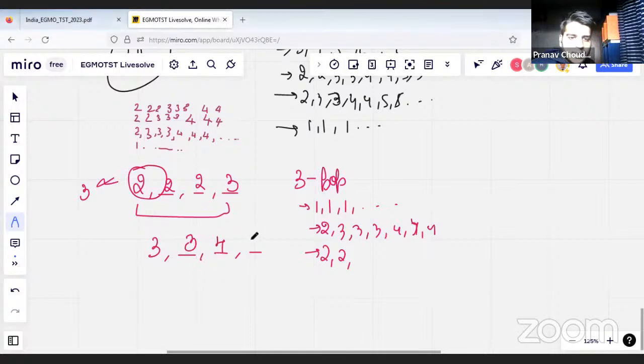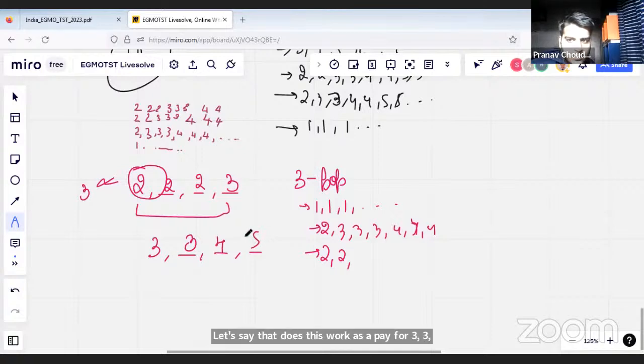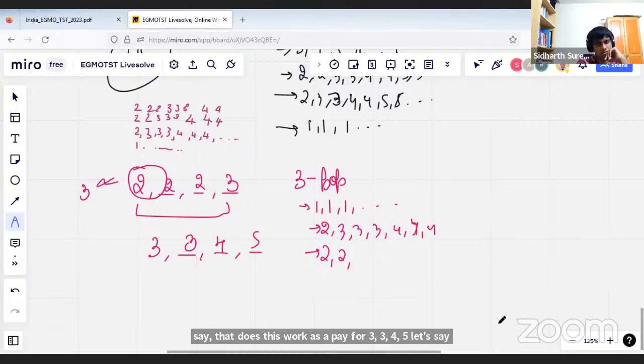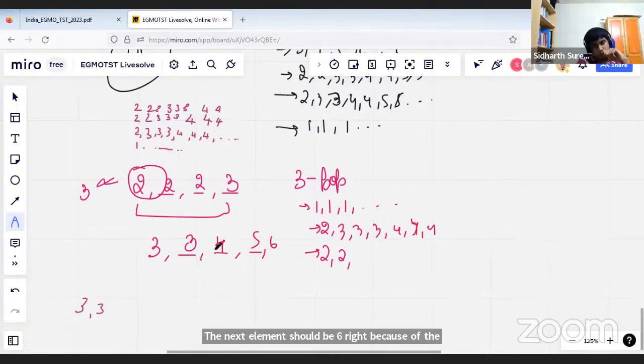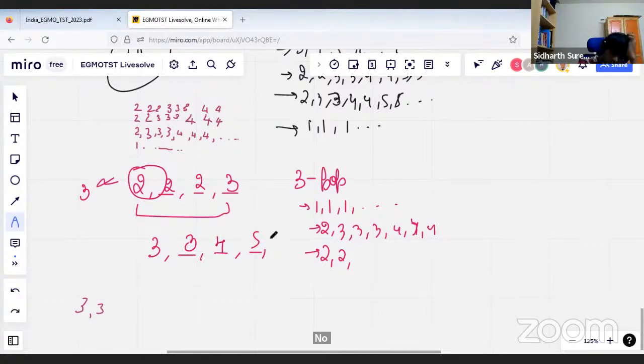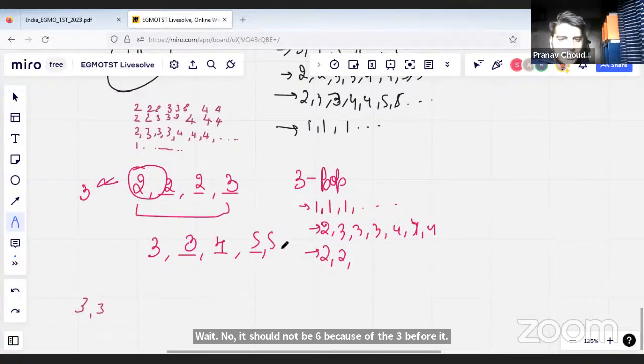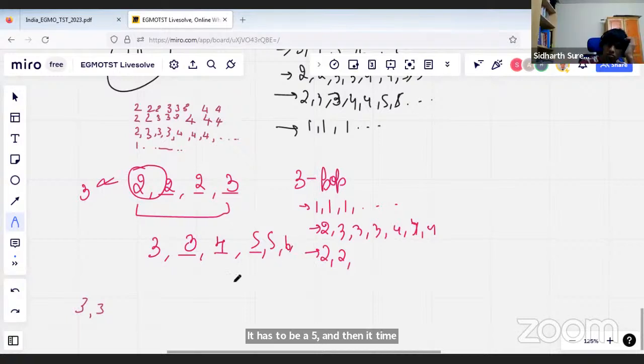Let's say, does this work as a k-pop sequence? 3, 3, 4, 5, let's say. Then how are you continuing? Yeah, that's what I'm asking you. The next element should be 6, right? Because of the 4. Wait, no, it should not be 6 because of the 3 before. It has to be a 5. And then it has to be a 6. And then it has to be a 7. I guess it just gets determined.